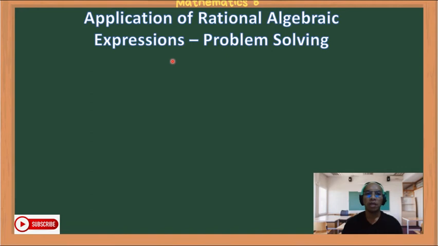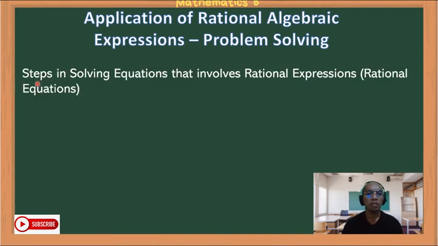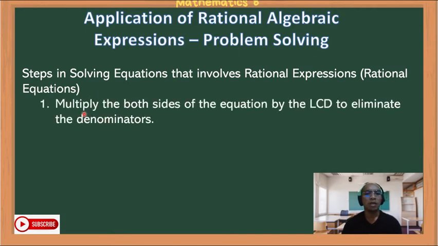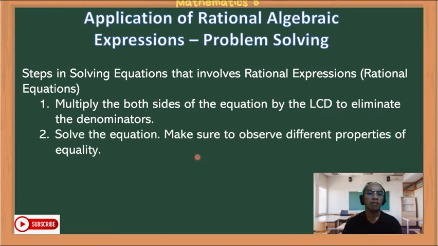Application of rational algebraic expression, or word problem. In order for us to solve problems that involve rational expressions, or what we call rational equations, we have to bear in mind the following steps. First, if you're dealing with fractions on either side or both sides of the equation, we have to get rid of the denominators. To do that, we multiply both sides of the equation by the LCD. Then you solve that equation, and in solving, we make sure to observe the different properties of equality so that we are certain that our solution is correct.